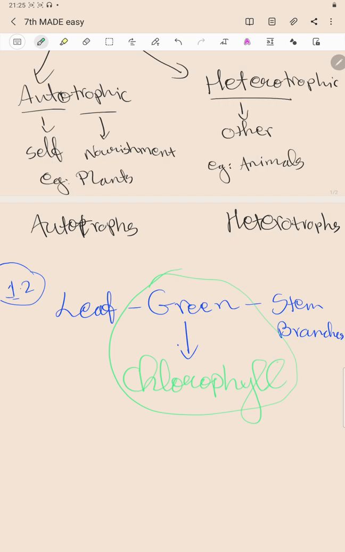Humans do not have this. That's why we cannot prepare our own food. We don't have the mechanisms to utilize all the minerals and water that are available in our surroundings, and then have the pigment to synthesize it. Since we don't have the pigment, we cannot prepare our own food. So plants can. Leaves, stem and branches are green.